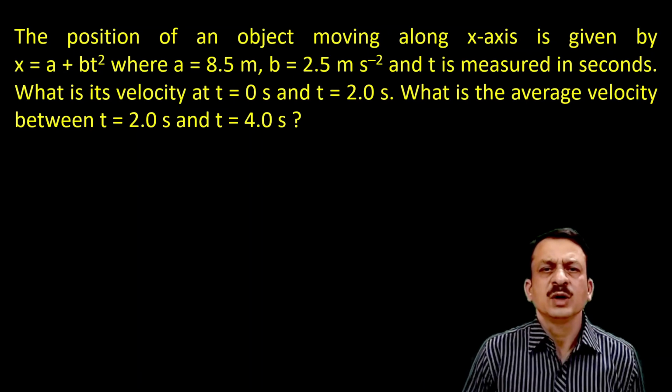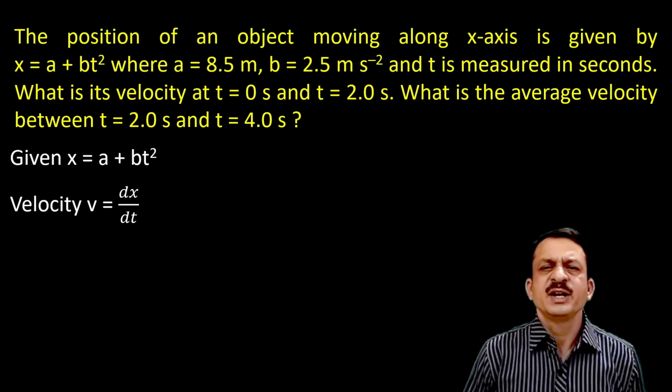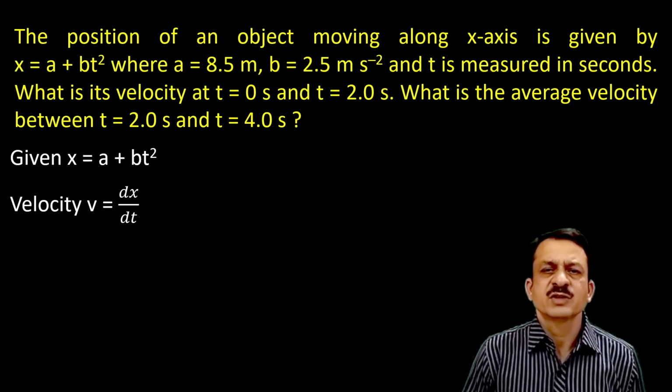Now given here the position x is equal to a plus b t square. We know the definition for velocity. The velocity v is given by dx by dt, the derivative. It is the instantaneous velocity, we know.